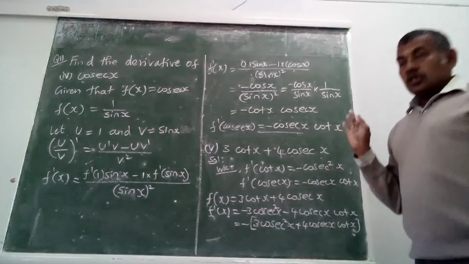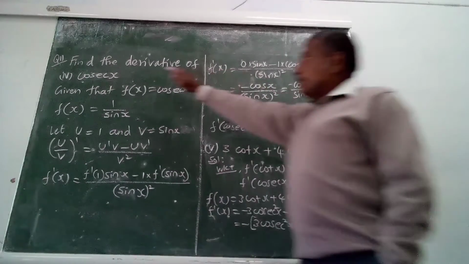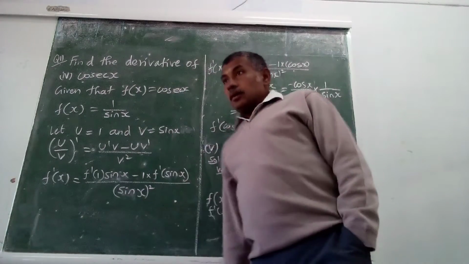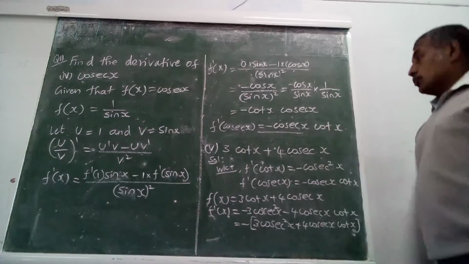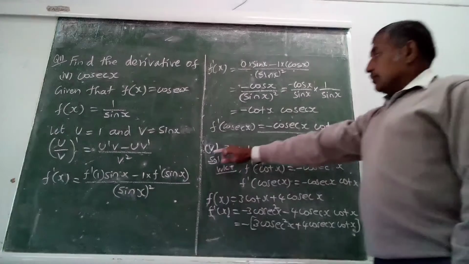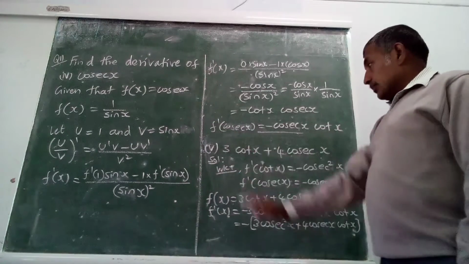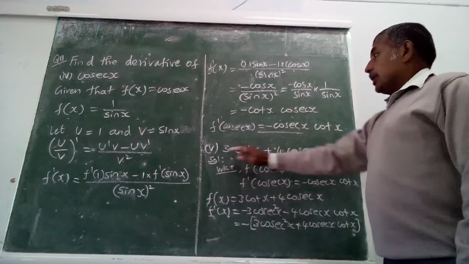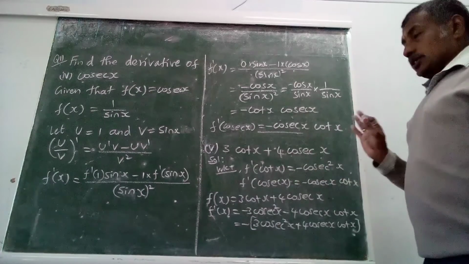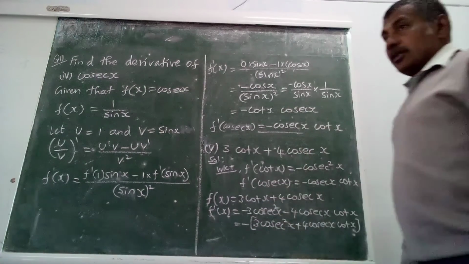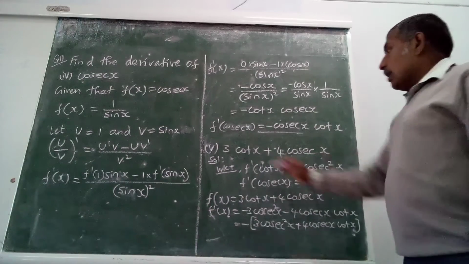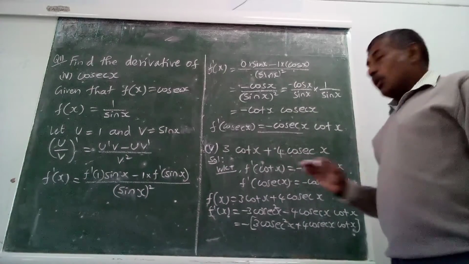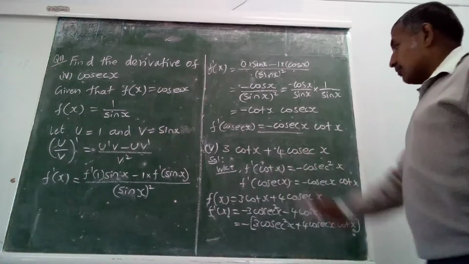Got it? So this is the result for question number 4 from question number 11, subdivision. Now the 5th question: 3 cot x plus 4 cosecant x. Before finding the derivative of 3 cot x plus 4 cosecant x, we need to know what is the differentiation of cot x and what is the differentiation of cosecant x.